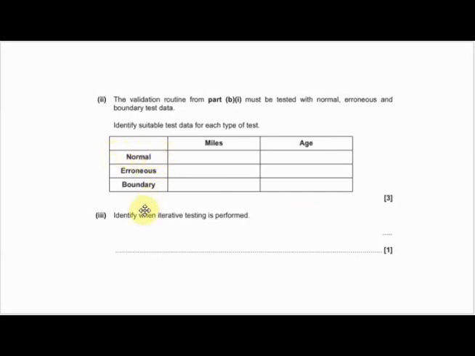Normal basically means it is valid, it is within range, and it lets me get through. Erroneous means it is completely invalid. Now, in this case, it could be completely out of range, or it could be completely the wrong data type. And then boundary is when it is absolutely on that absolute boundary line, but is still correct.